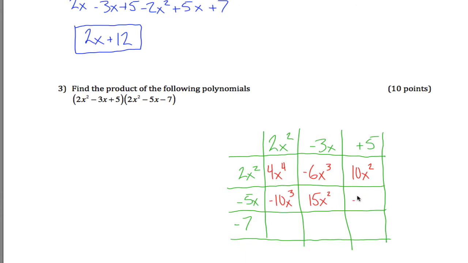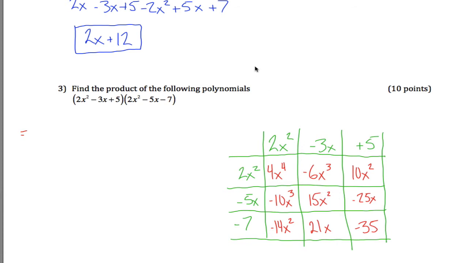-5x times 5x gives me -25x. -7 times 2 is -14. And I got these x squareds from up here. -7 and -3x is positive because negative times a negative is a positive. 7 times 3 is 21. Then you still got this x up here. And finally, -7 times +5 is -35. We're almost done. We'll have our final answer when we just add up these 9 terms.